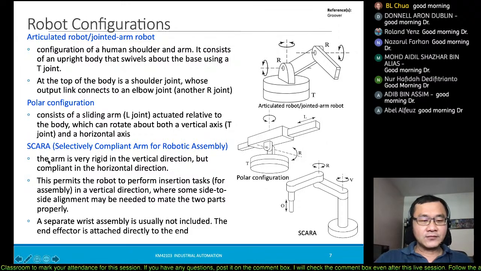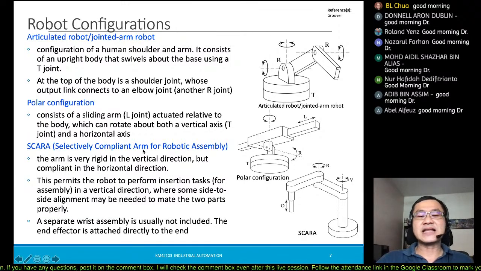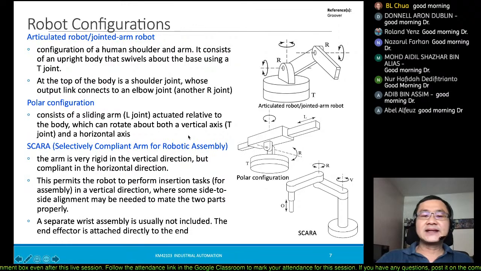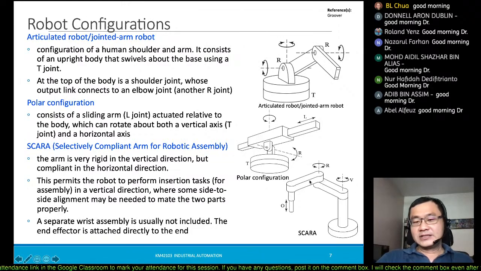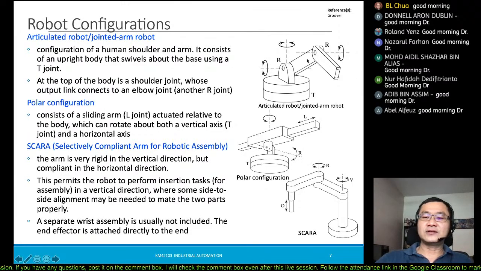Then there is the SCARA robot, which stands for Selectively Compliant Arm for Robotic Assembly. Mainly this is created for robot assembly. You can see that these two sides provide the rotations, but in the plane form, instead of moving up and down. So they are moving in a plane. Then at the end part, again, this is in a prismatic form, going down and up.